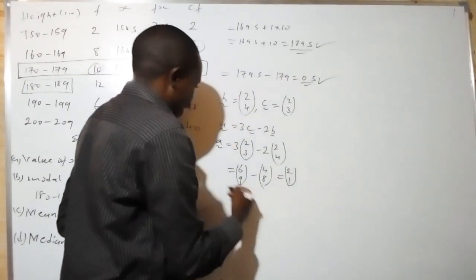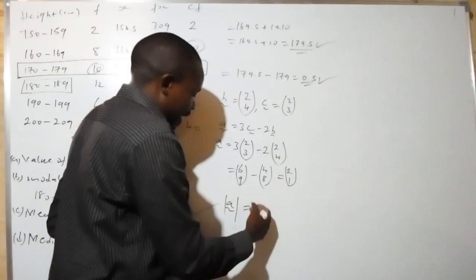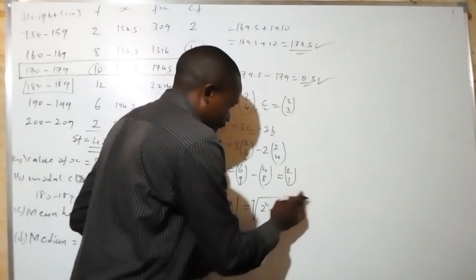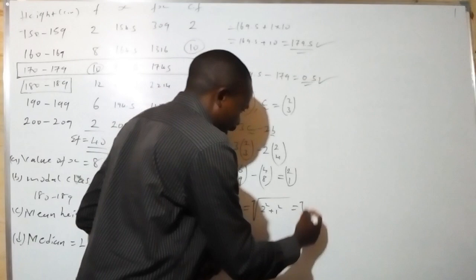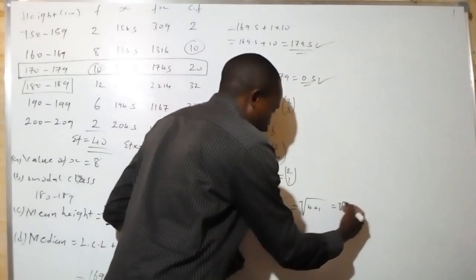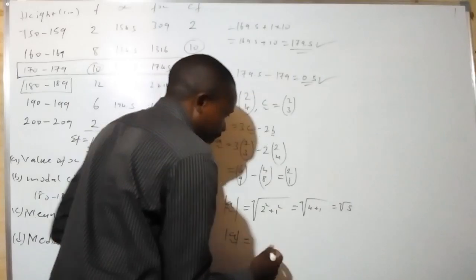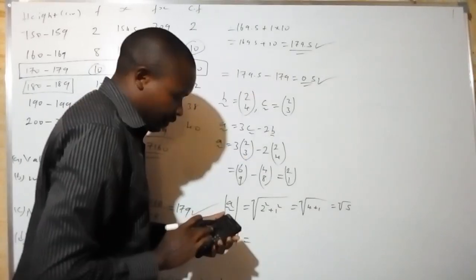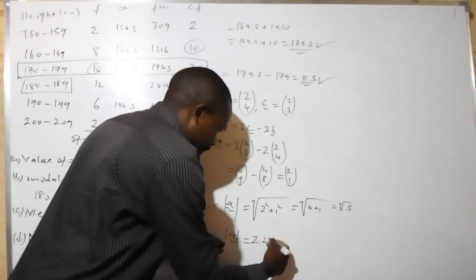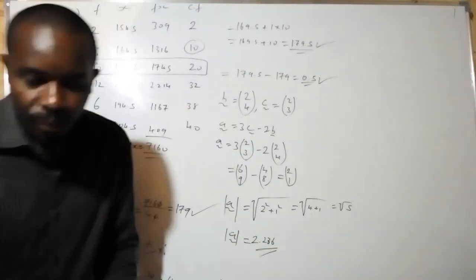Magnitude is written like this. Magnitude is equal to the square root of 2 squared plus 1 squared, and you are going to have 4 plus 1, and this is root 5. The magnitude of vector A will be the square root of 5, which is 2.236 to 3 decimal points. Yeah, to 3 decimal points.